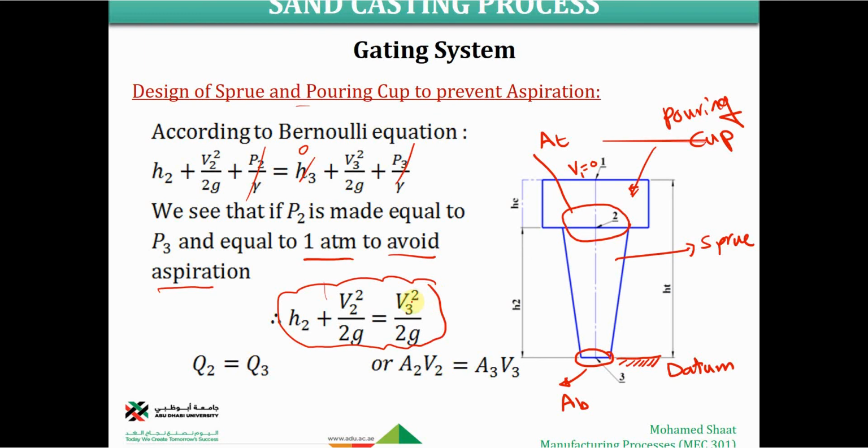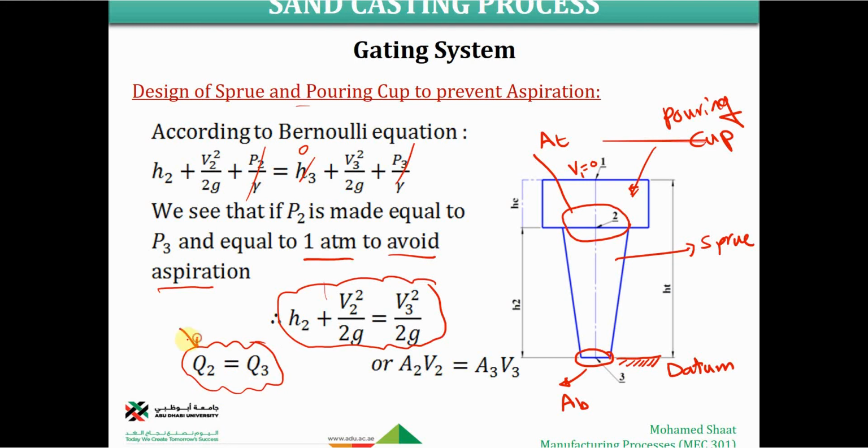Now we would like to find a relation between the velocity of the molten metal at area 2 and area 3 in terms of the areas, because we are interested in finding the relation between the top area of the sprue and the bottom area of the sprue, in terms of the heights of the down sprue and the pouring cup, all of these heights, HC, H2, and HT. So we're just going to replace V2 and V3 in terms of area, and this would be through the volume flow rate.